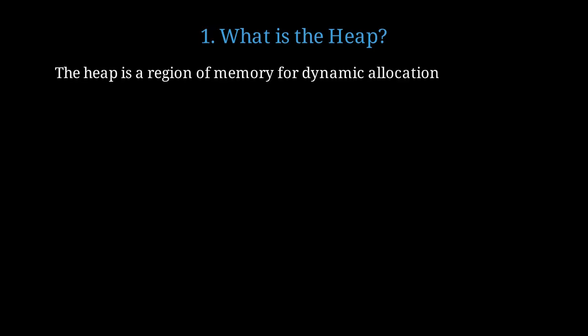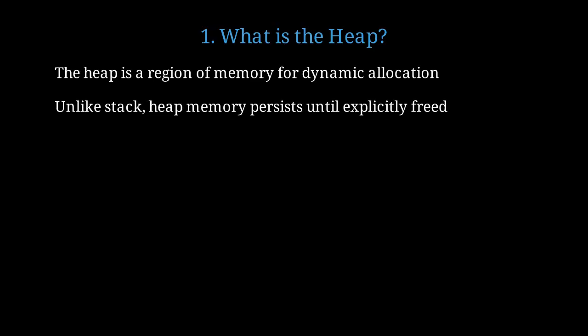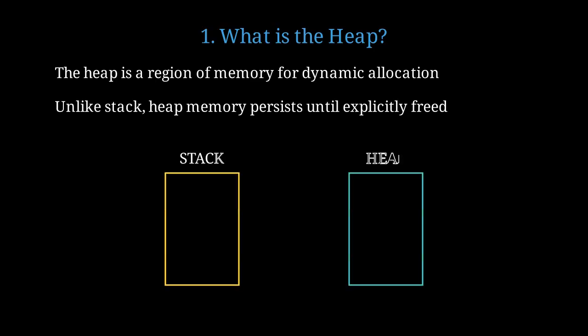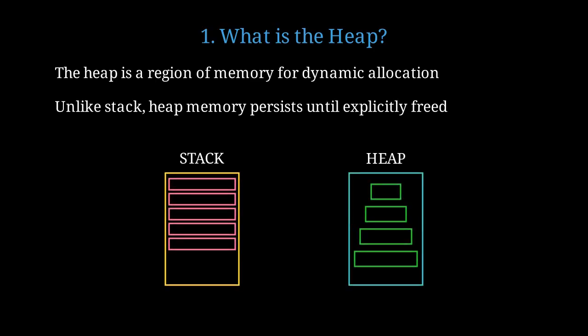Let's understand what the heap is and why it exists. The heap is a memory region where you can allocate memory at runtime when you don't know the size at compile time. Unlike the stack, which automatically manages memory, heap memory persists until you explicitly free it. The stack has a fixed size with automatic management, while the heap grows dynamically and requires manual management.